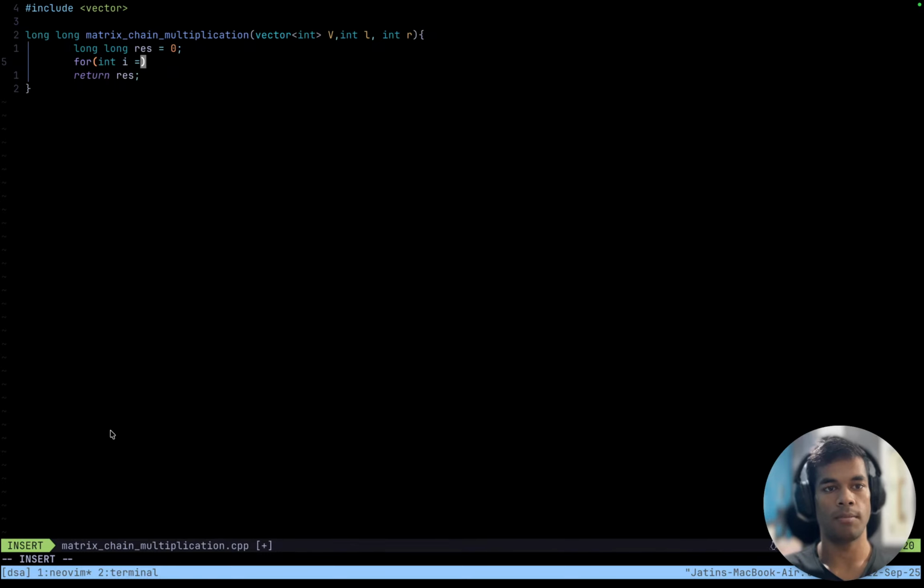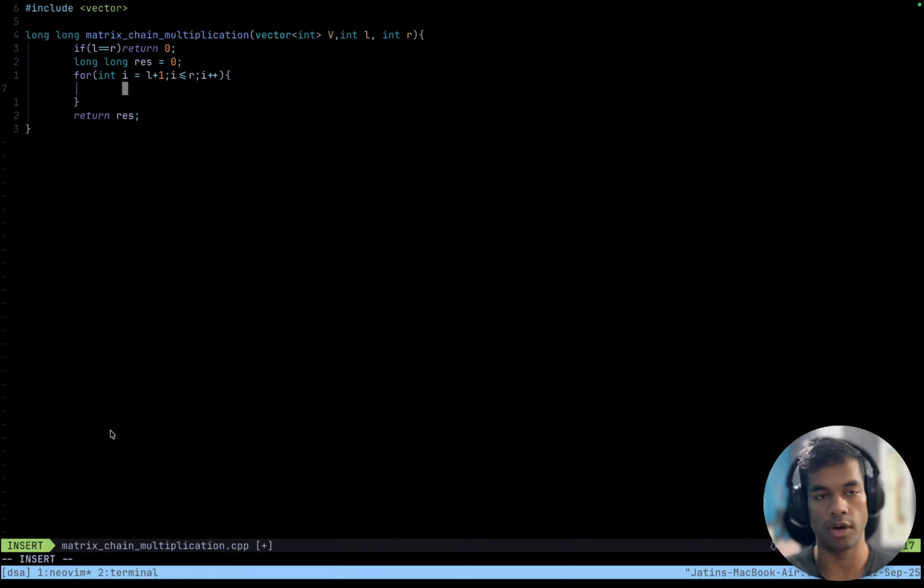For int i equals L plus 1, i less than or equal to R, i plus plus. And in any case, if L equals R, the number of scalar multiplications is going to be 0, because we are not multiplying any matrix. So res is initially equal to 0, and then we will start iterating.